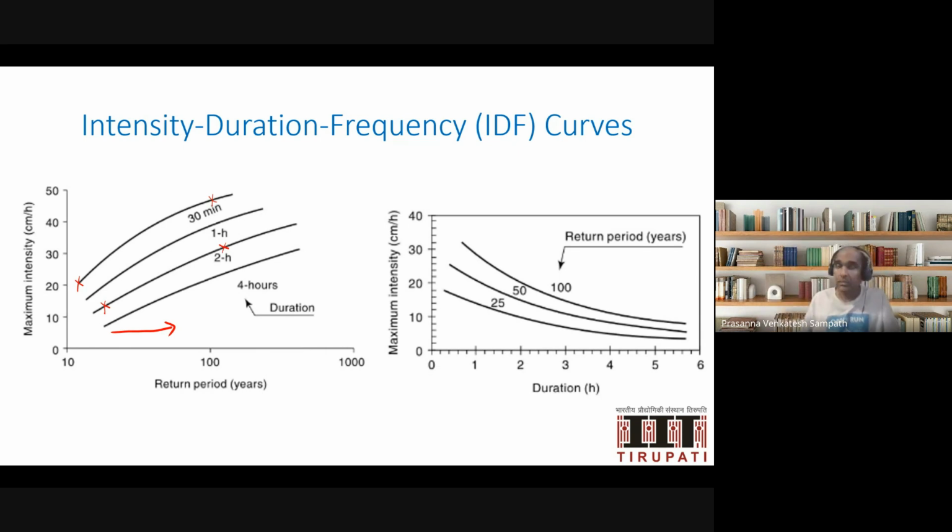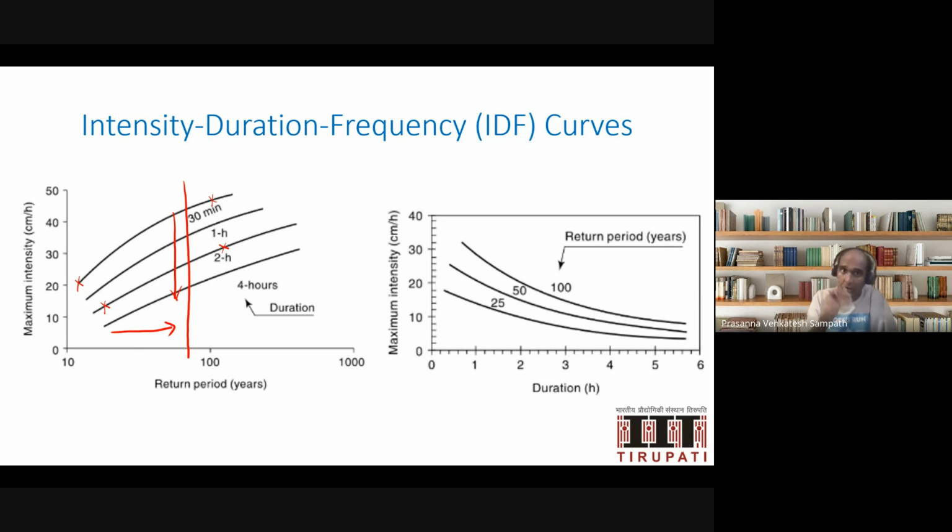Now that makes sense. Now the second thing I'm going to do is draw a vertical line for any given return period. And now what this is telling me is that for storms of different durations, as the duration increases, this arrow is pointing in the direction of increasing duration, right? The topmost is a small duration, 30 minutes. The next one is a 1 hour duration. The next one is 2 hours. The next one is 4 hours, right?